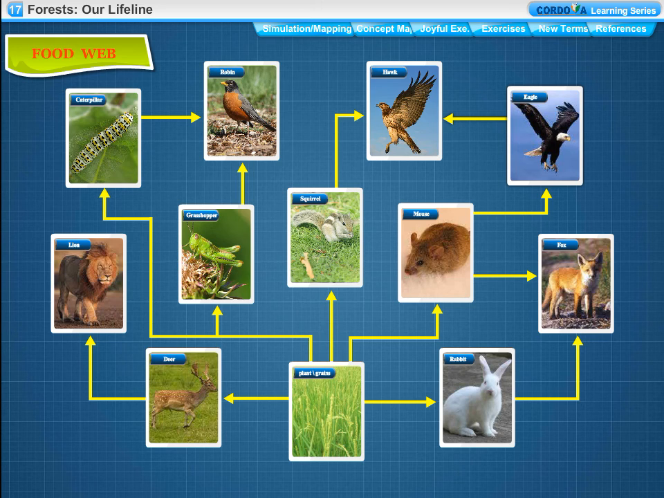For example, if all lions disappeared from a forest, the population of deer would increase. If there are too many deer in a forest, there will not be sufficient grass for all of them to eat.